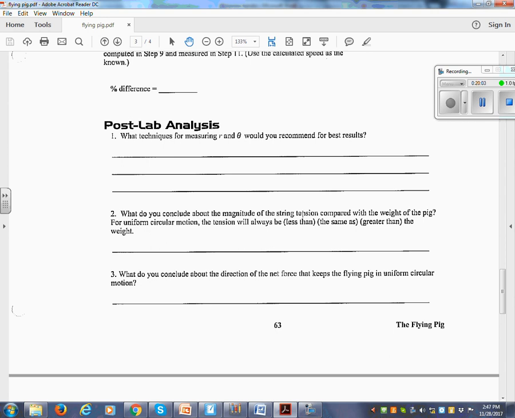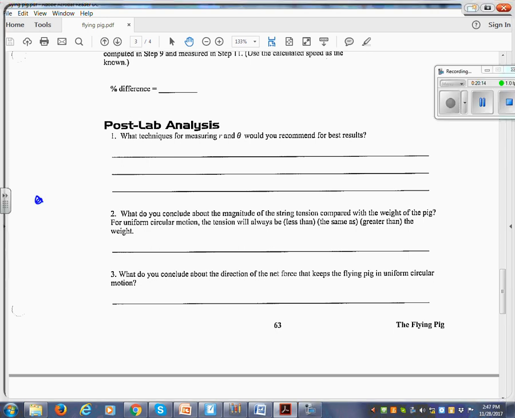What do you conclude about the magnitude of the string tension compared with the weight of the pig? Oh, but we haven't talked about this. So the string tension, remember it looks like this, right? There's the pig. There's mg. That's Ty, that's Tx. What can you tell me about the value of T compared to the weight? Will the tension be less than, the same as, or greater than the weight?